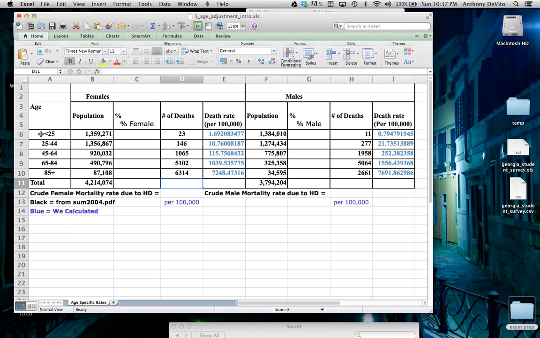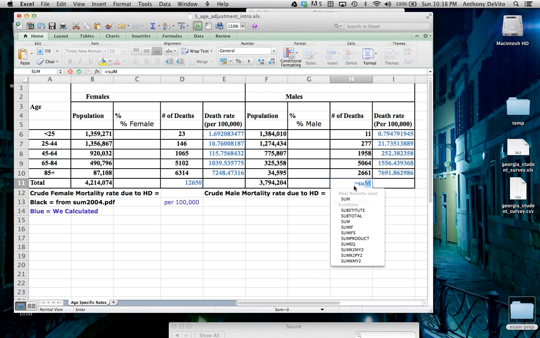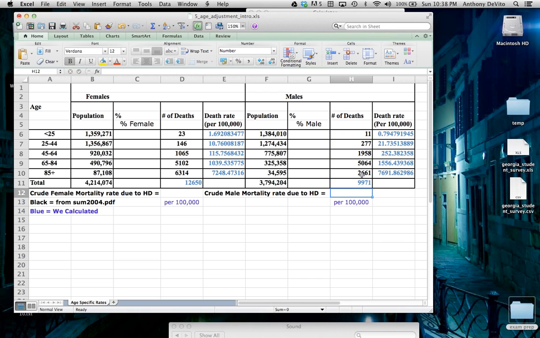Okay, and look, I can also add up. These are real numbers here. This is from 2004. The number of deaths among females from heart disease is equal to 12,000. The number of deaths among males from heart disease is equal to the sum of all these deaths, which is 9,900.